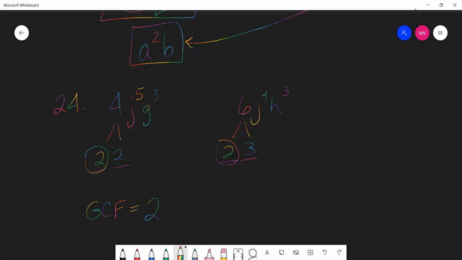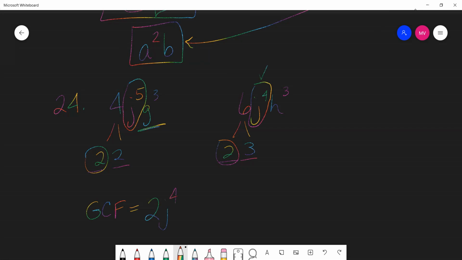Okay, now let's look at our variables. We have a j to the 5th here, a j to the 4th here. Which one has the lowest exponent, the smallest exponent, right? It's j to the power 4. So that is our greatest common factor, j to the 4th.